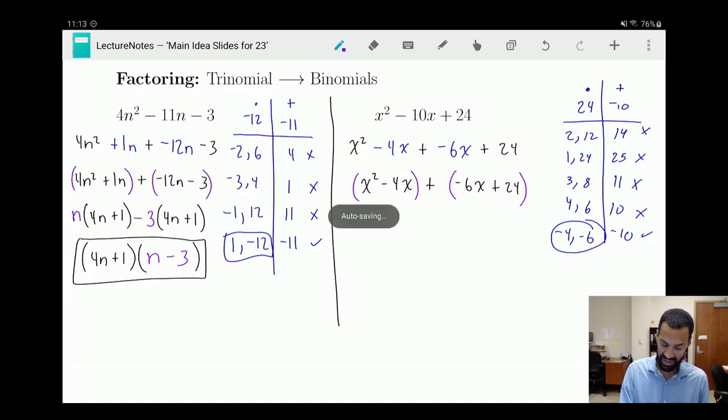Now, between x squared and -4x, I need to find a common factor. They both have an x in common. This one has 1, this one has 2, so they both have at least one x in common. If I factor that x out, x squared divided by x, I'm left with just x. -4x divided by x, I'm left with -4.